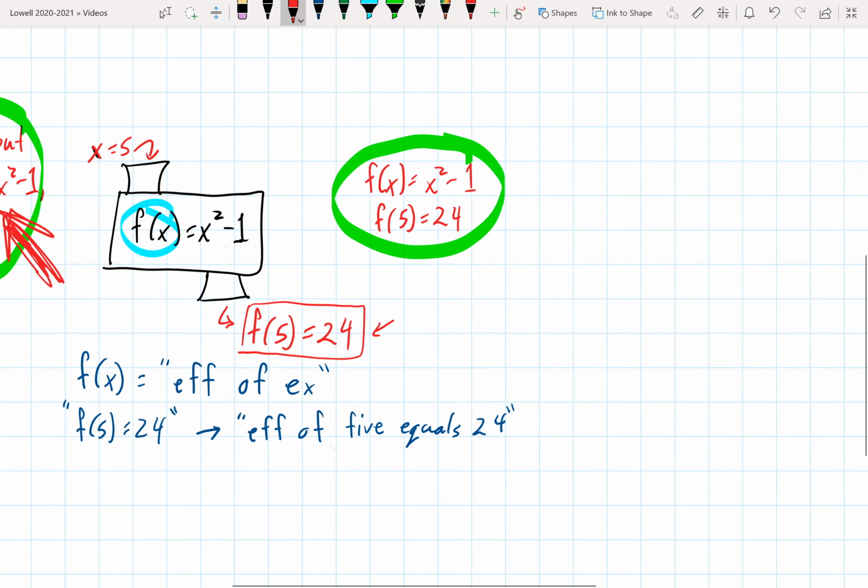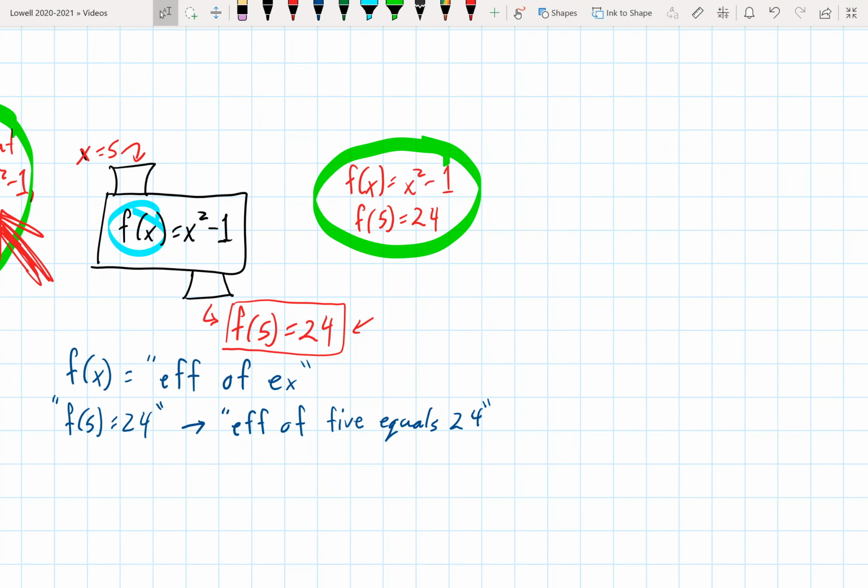So why don't you take a second and practice on, if this is the same f of x, same function machine, what is f of 3? So I want you to pause the video here and try that one on your own. Alrighty, so if you've tried it, then all this says is basically replace x with 3.